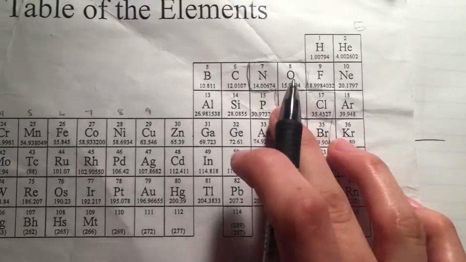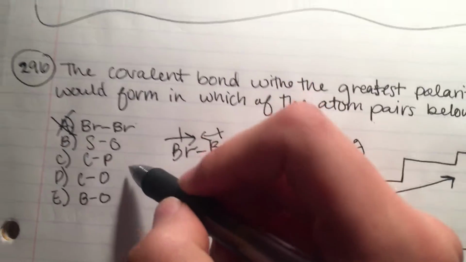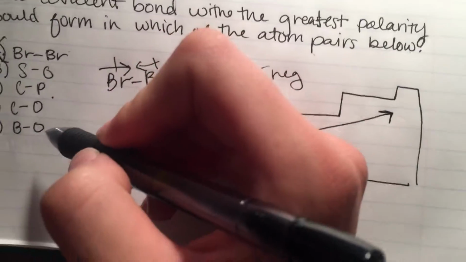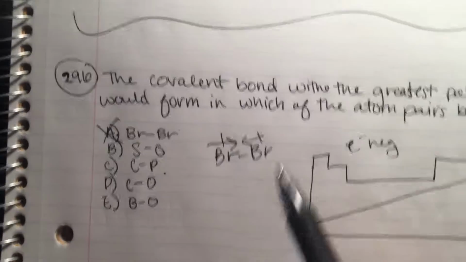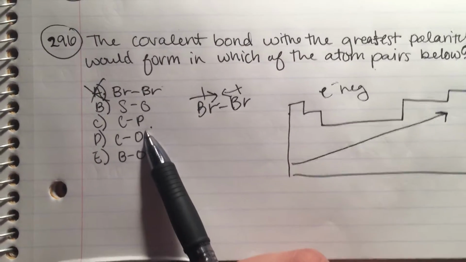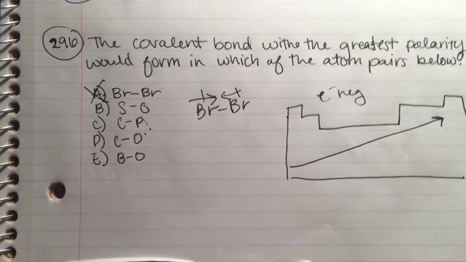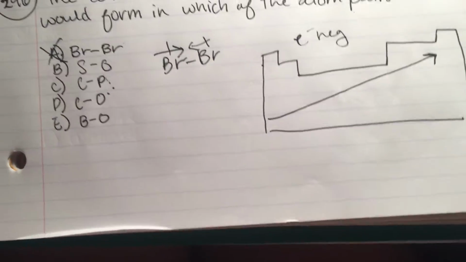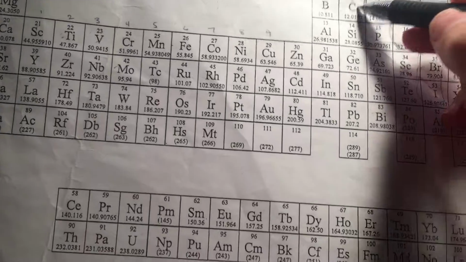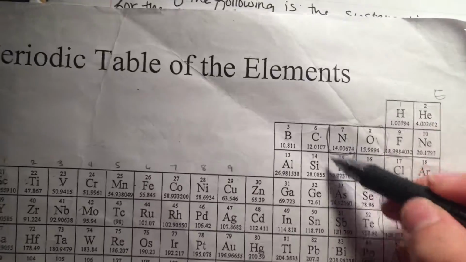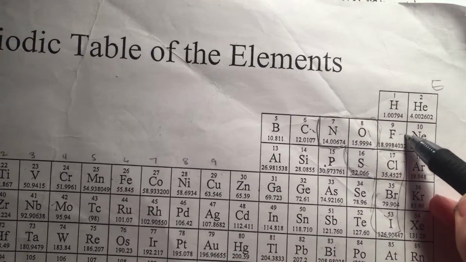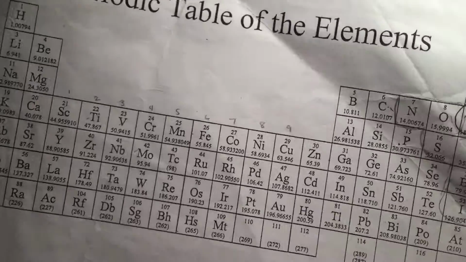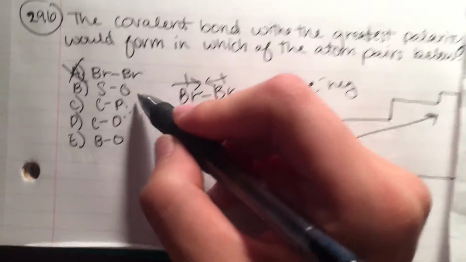Sulfur, which is located here, and oxygen are very close together, so you can wait on that and make sure that there's no stronger dipole moments. Carbon and phosphorus are also just one square closer to being the most electronegative, which is fluorine. So these are both 1.